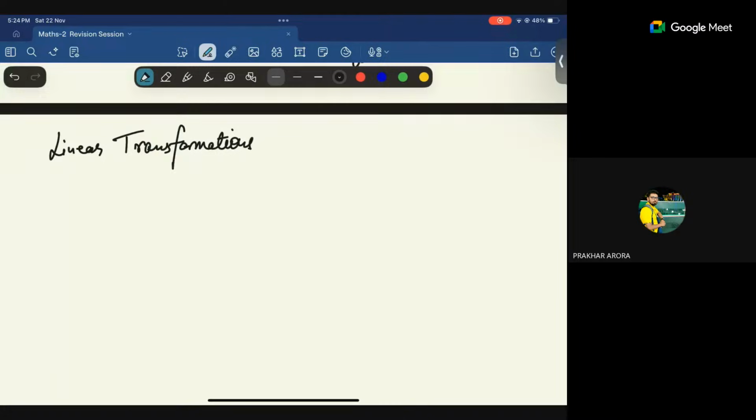Linear transformations. Okay, now what are linear transformations? First let us study what is transformation. Transformation basically simply means change. Okay, we can say this is just change. And what is the linear here? Linear is coming from the mathematical implications.